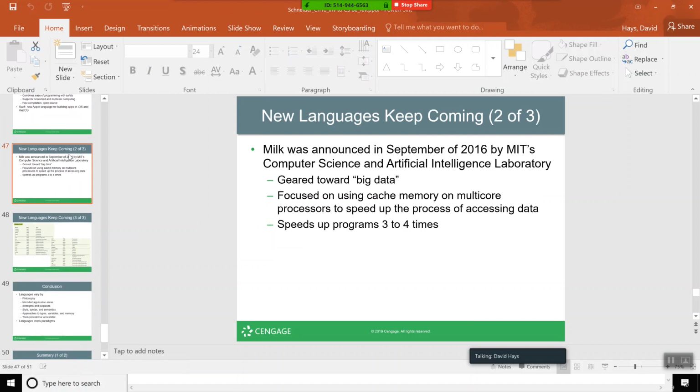Milk. Yeah, this is a weird one. This is geared toward big data, focuses on using cache memory on multi-core processors to speed up accessing data, and speeds up programs 3 to 4 times. Now, I'm not sure if this has actually been released yet.